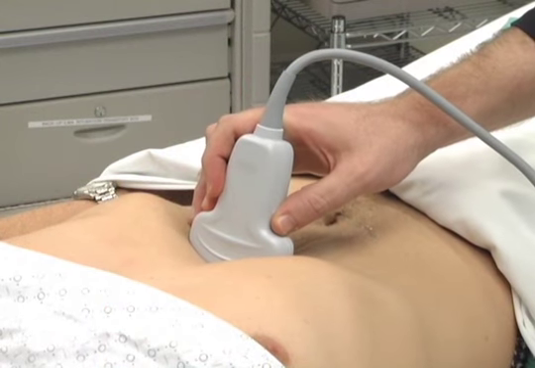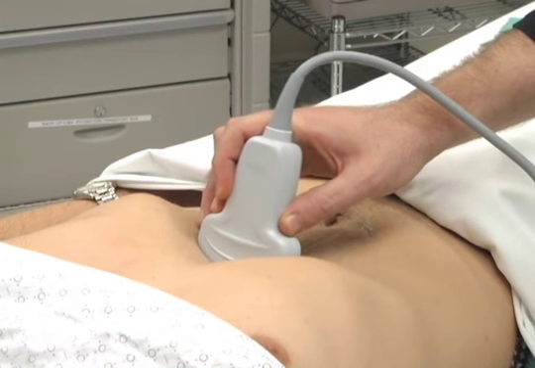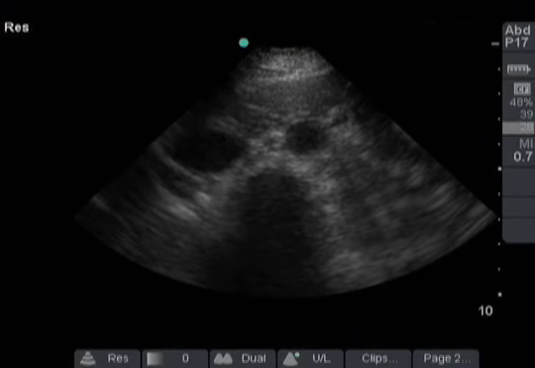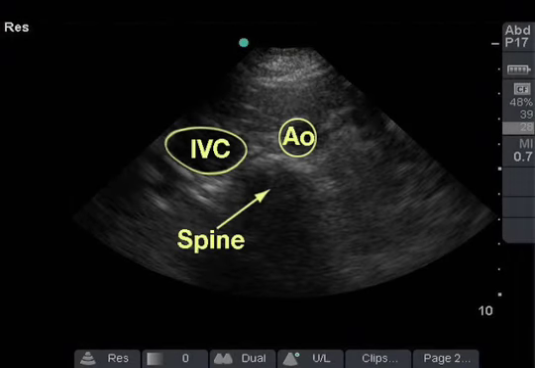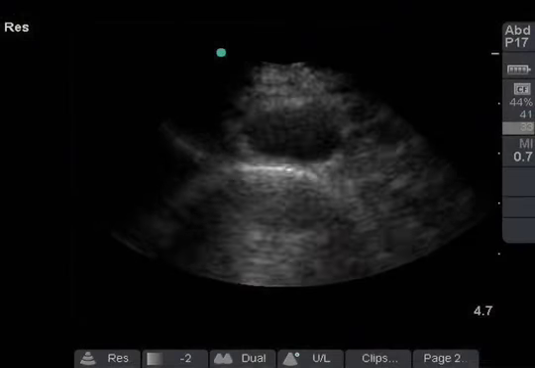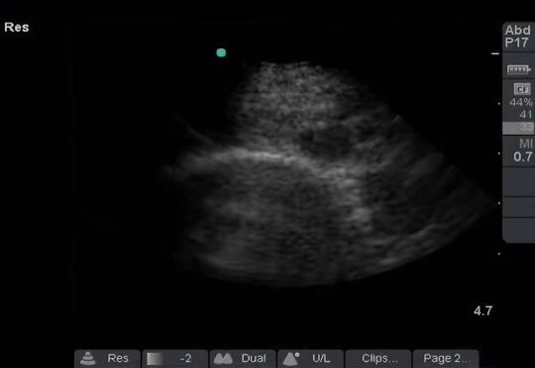Begin scanning just at the xiphoid process, where the liver serves as an excellent sonographic window. The transverse plane allows for visualization of the adjacent inferior vena cava. Use the anterior cortex of the vertebral column as a landmark. Carefully follow the aorta caudally until the bifurcation is seen at the level of the umbilicus.